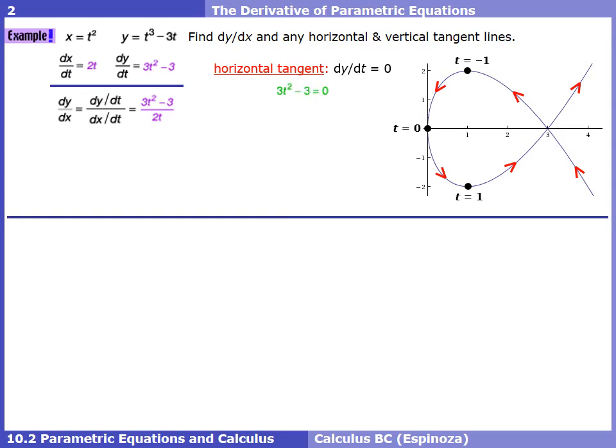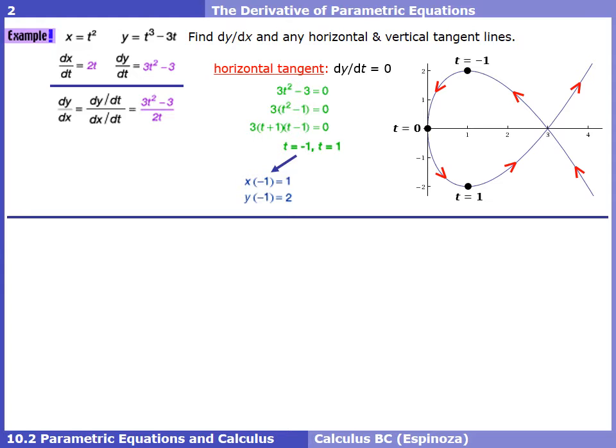If we set that equal to 0 and solve, we'll factor out the 3. We have a difference of squares, so we get two values of t where we have horizontal tangents. And you can actually see that up in the picture. At t equals -1, you can clearly see a horizontal tangent, and at t equals 1, we can clearly see a horizontal tangent. But let's pretend we didn't actually have the graph here. What if we wanted to know what point that happens at?